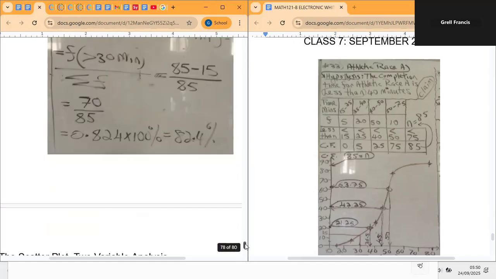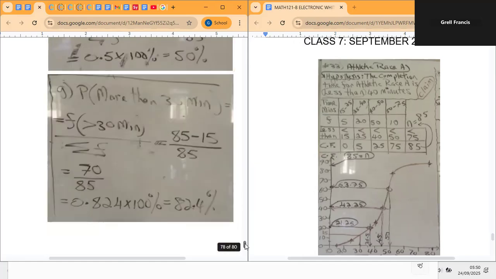Then we proceed to calculate the probability of an athlete completing in more than 30 minutes. Okay, so we have to get a frequency of more than 30 minutes. So to do that, we go on the horizontal axis, we look for 30 minutes, we go up and across, and we found 15 athletes completing in less than 30 minutes. Bear in mind, this is the less than cumulative frequency graph. So the first number we obtain on the vertical axis, we have to interpret it as less than. So 15 athletes completed in less than 30 minutes.